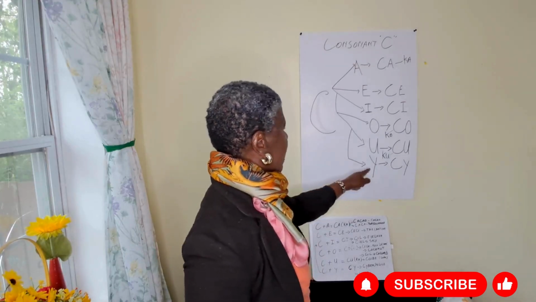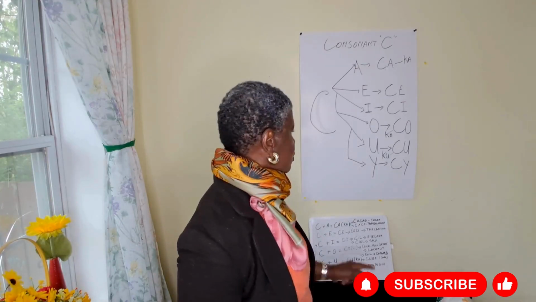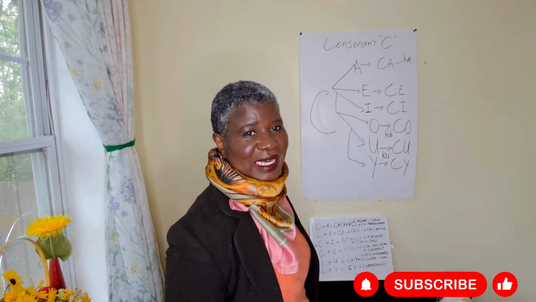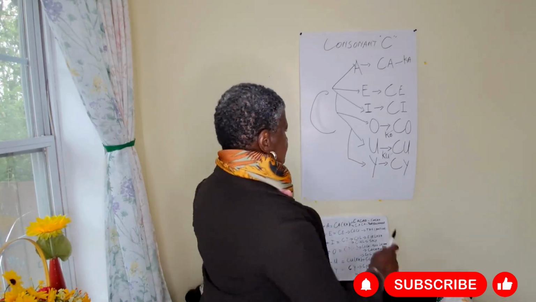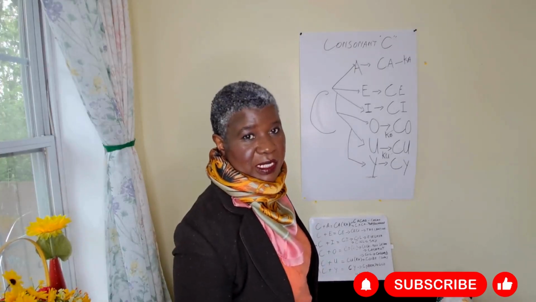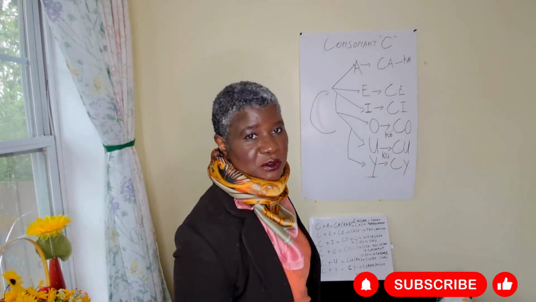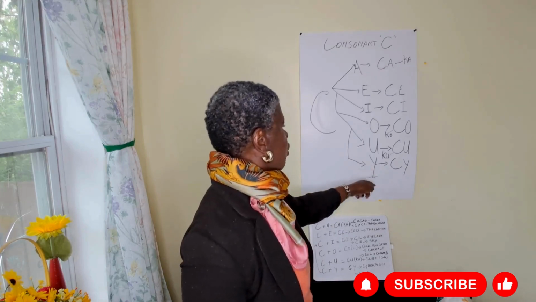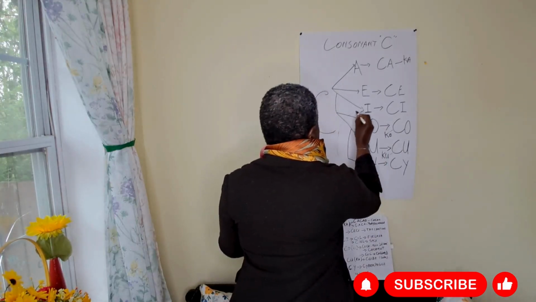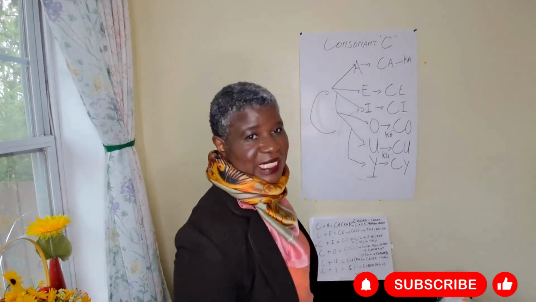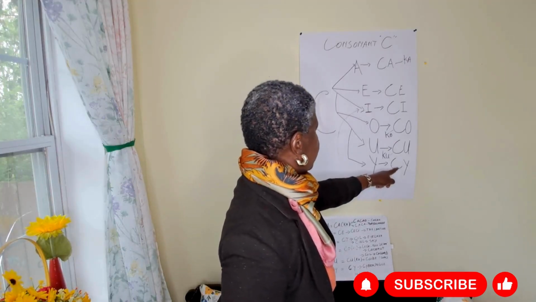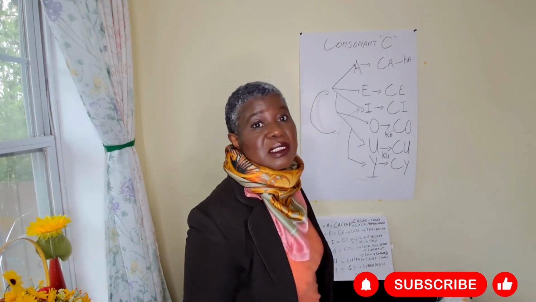Then we have C and Y. Y in French is "ee grec," because this one is a letter that was borrowed from the Greek language. It originated from the Greek language. It sounds the same thing like I here. Okay? So, the sound produced here is S.